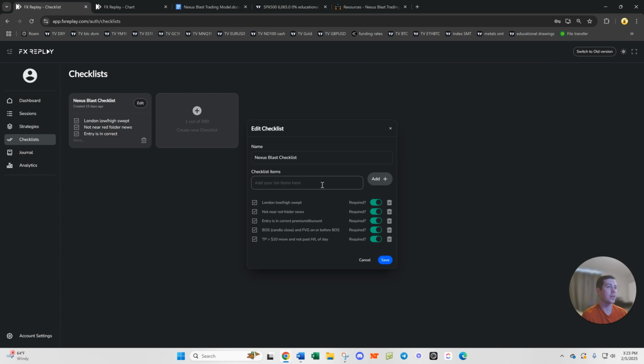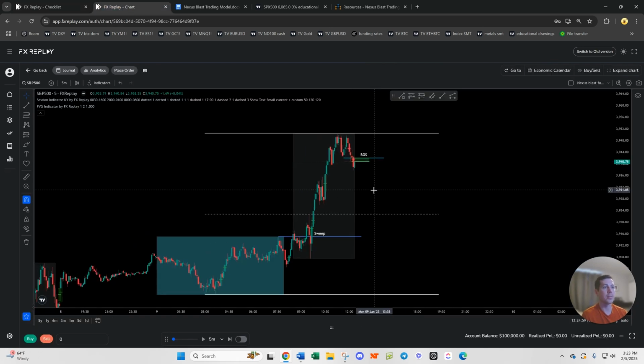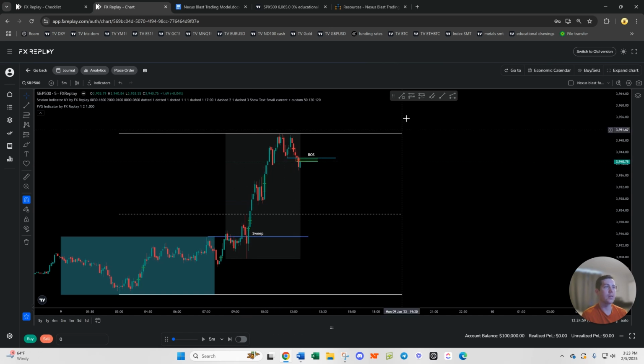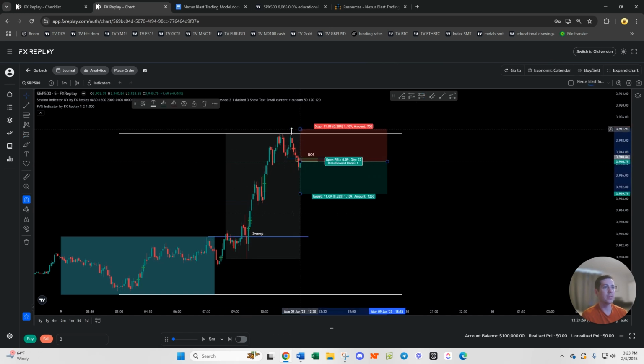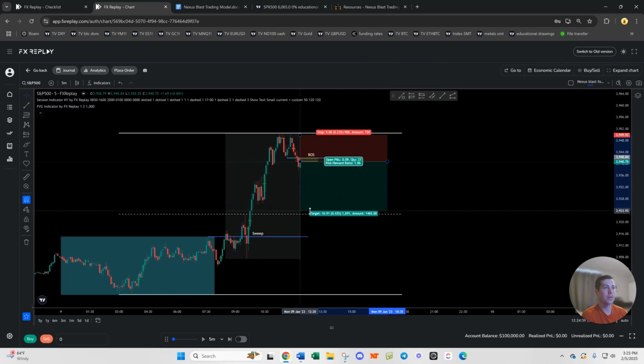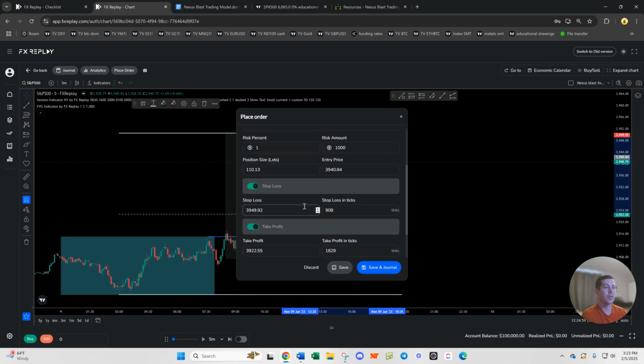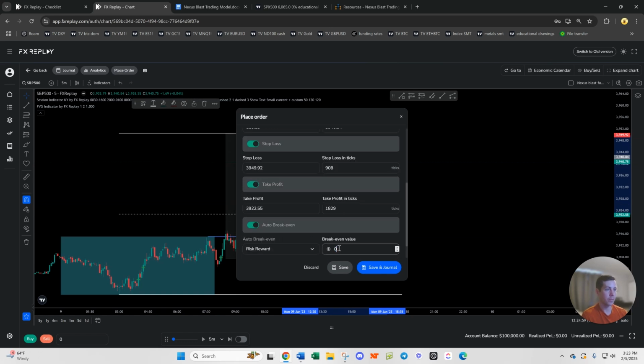And once you come in here, you just type what it is, add it, and tell it if this is required or not. Maybe it's optional. And then after you save it, when you come into the chart here, as you can see, we've got a potential Nexus blast trade here. When you place your trade, which I'll do real quickly, in this case we got 2R about the midpoint, so I'll go ahead and use that for our take profit. When I come here and place the order, now I'm going to go auto break even after 1 hour.